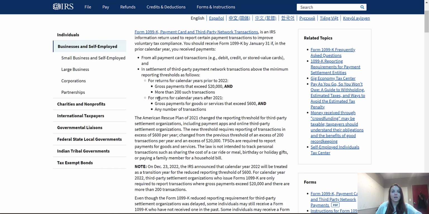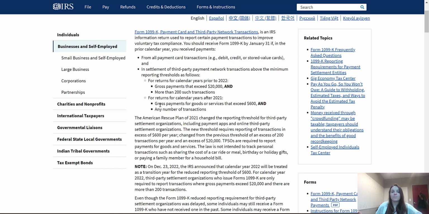So you'll see here, this is the IRS website, and it is showing what the 1099K threshold is. Notice how much higher it is for years prior to 2022. So it's gross payments that exceed $20,000, or it says 200 transactions.